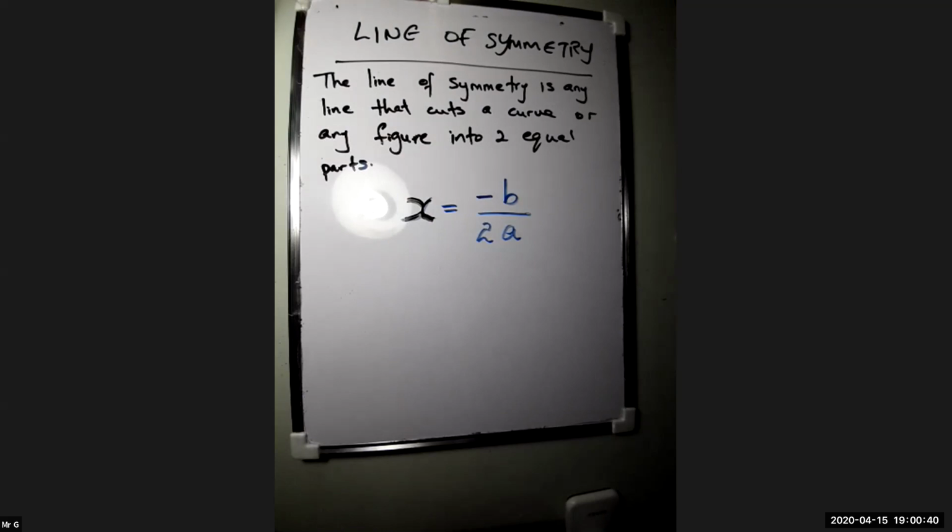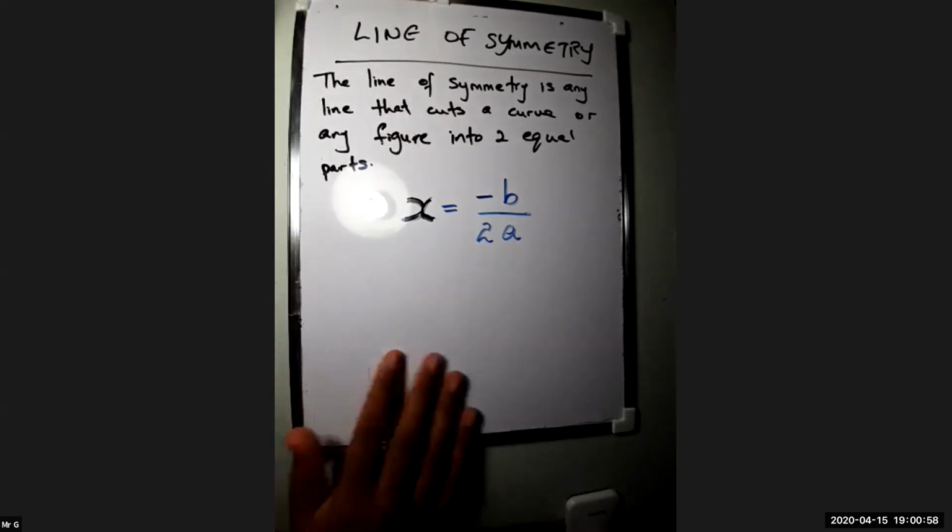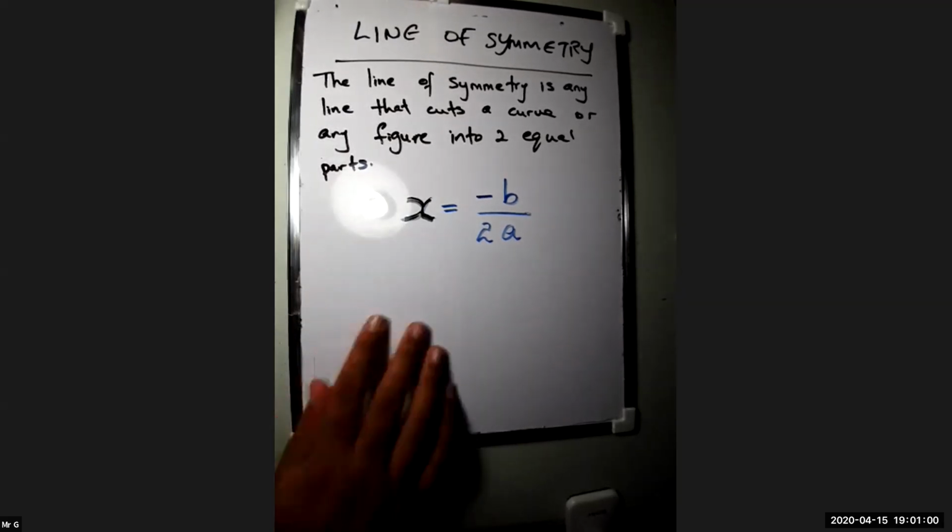All right. So if the question asks you to determine the value of the minimum or the value of the maximum, you're supposed to be able to know how to do that. If the question also asks you to draw the line of symmetry, you can't just go and draw a line of symmetry just like that, right? You have to actually determine the value of the line of symmetry.